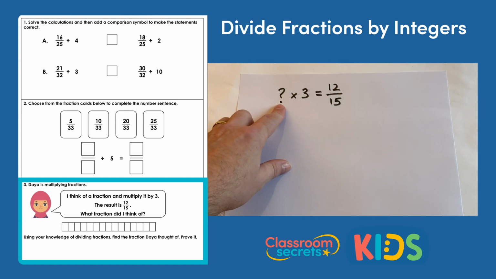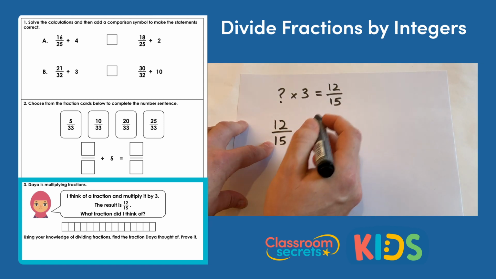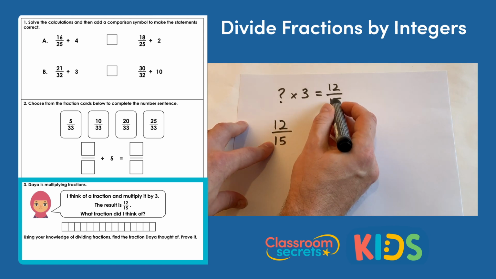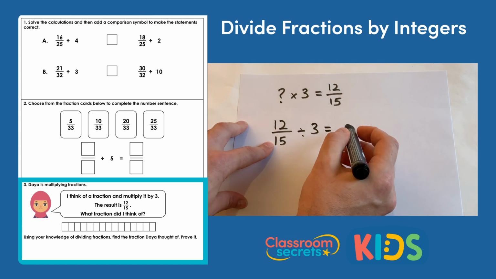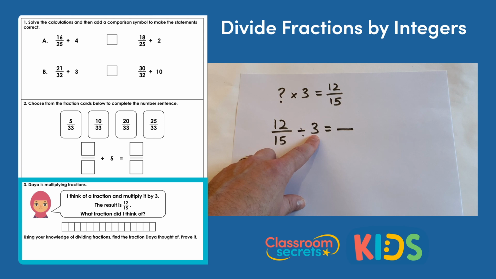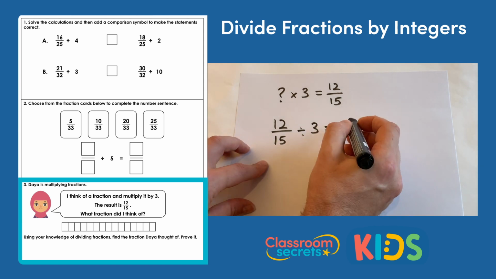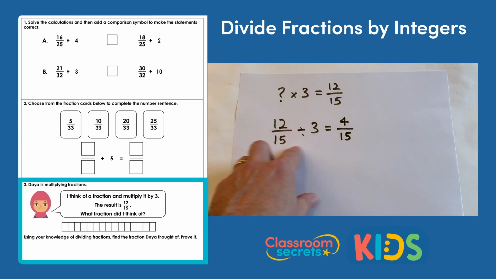So for us to work out what fraction she started with, we could do the inverse, we can work backwards. If we start with 12/15, the result that Daya ended up with, and do the inverse, now she multiplied by 3 to get that, so we can divide by 3. We should be able to work out what fraction Daya started with. So 12/15 divided by 3. We can see that the numerator is a multiple of the integer we're dividing by. 12 is a multiple of 3, so we can just do that division. 12 divided by 3 would be 4. The denominator won't change, so that'll be 15. So 4/15 was the fraction that Daya would have started with.